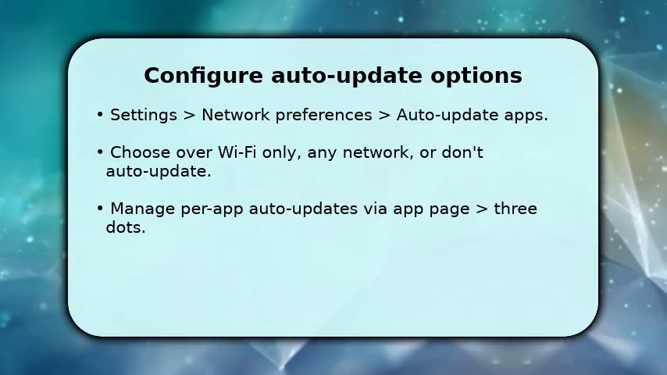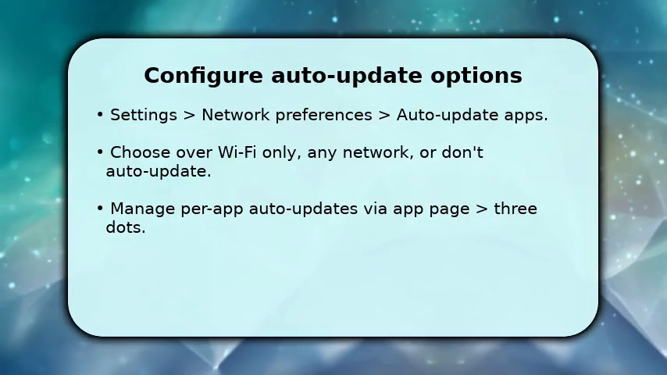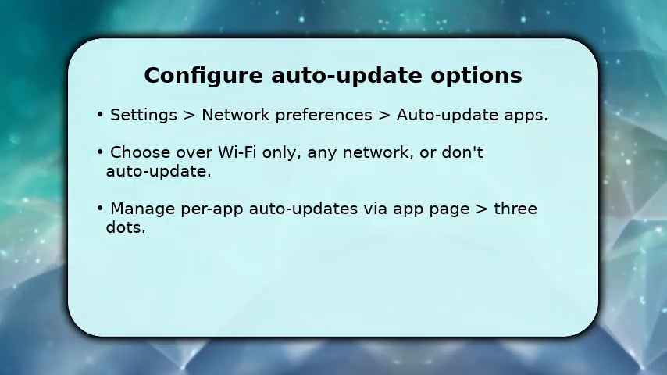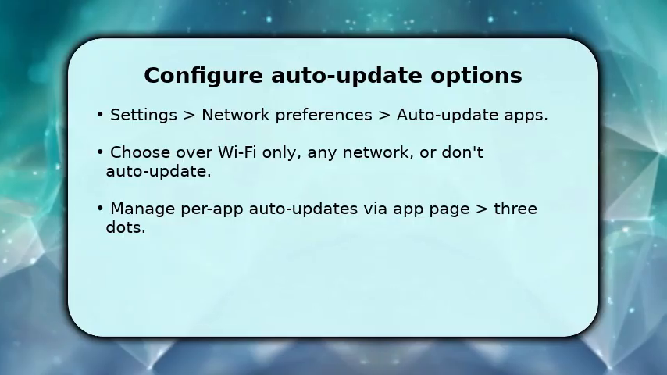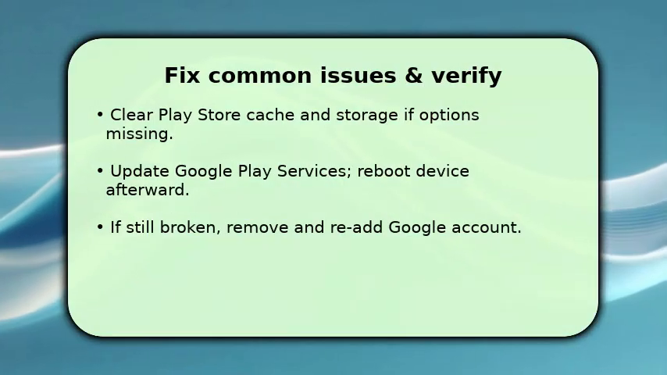Open an app's Play Store page, tap the three-dot menu, and toggle auto-update per app. Doing both global and per app settings, now verify changes by returning to the Play Store and observing the auto-update setting and an app's three-dot toggle.